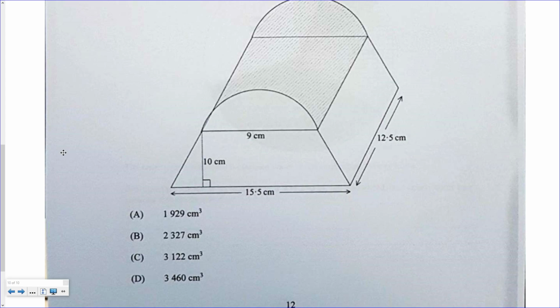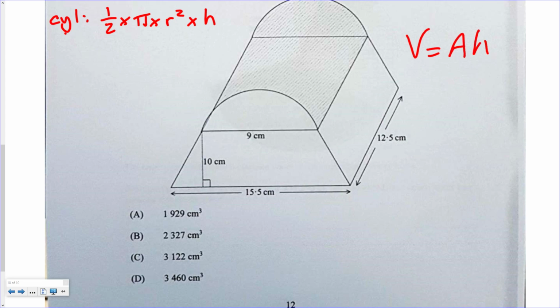So first of all, let's start with that cylinder. To find the volume of the cylinder, because it's a half cylinder, we're going to times by half, then times by pi, times by the radius squared, and then times by the height. The way that you find the volume of any prism is just the base area times height. The reason we're timesing by half is because it's half a cylinder, and the area of that base is just that front circle.